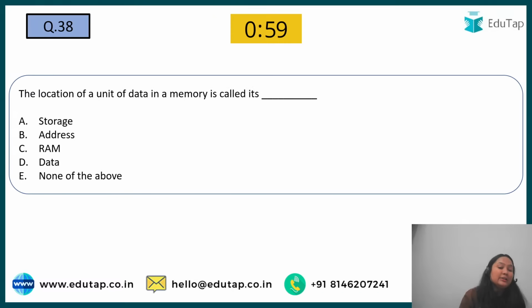Very good. The location of a unit of data in the memory cell is called as what? If we want to know the location, we want to know its storage, we want to know its address, we want to know its RAM, we want to know its data, we want to know none of the above. So location को और क्या कहते हैं? In generic sense, if you know, you can answer this one. Okay, so you will have to tell me in generic term, the location unit is what? Yes, absolutely correct answer. It will be the address.